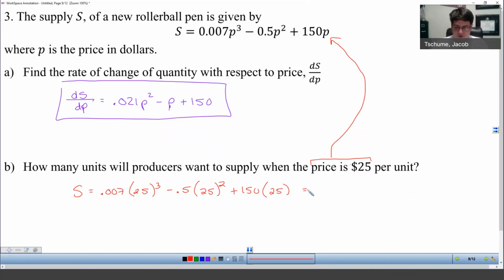Once again, a lot of number crunching in these last couple sections, but we can do it. So that plus 150 times 25. We get, let's see, a supply of 3,546.875. So this is how many units producers will want to supply if you charge $25 per unit. Once again, I did not plug this into the derivative because it didn't say anything about rates of change.